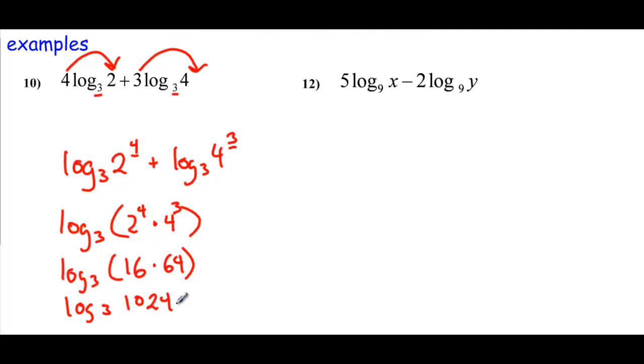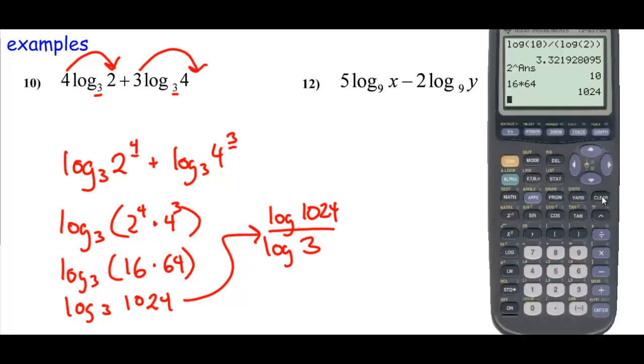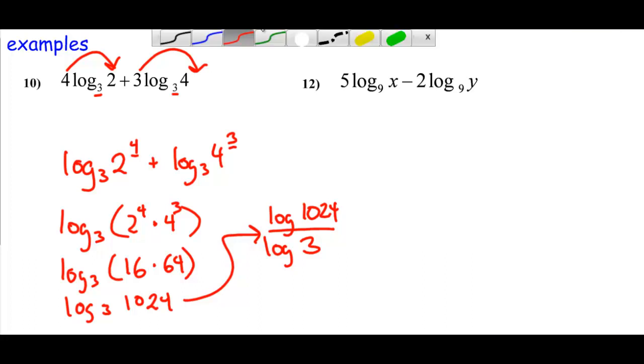And again, if I want to evaluate this, let's go ahead and finalize it. Let's do the change of base. So I'm going to do log base 10 in the calculator of 1024 divided by log base 10 of 3. So let's use the calculator once again and calculate this. We're going to do log 1024 divided by log of 3. And let's see what we get. 6.31. So this is equivalent to 6.31, roughly, approximately. So let's change that there.